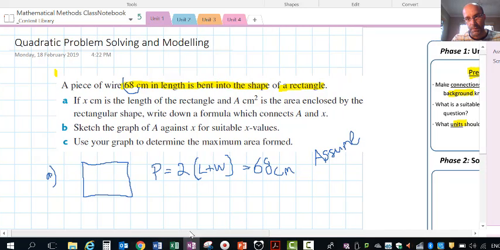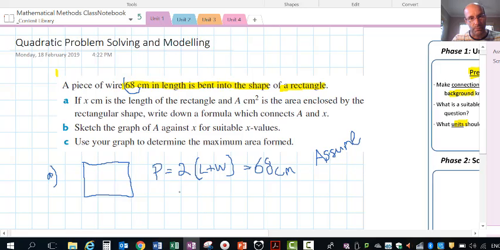With some problems. Okay, well, what else have we got to do? Reading on, we've got A is the area enclosed by the rectangular shape. So we don't know the area so far. Write down the formula that connects A and X. So I'm thinking also that in the predict we're going to have some quadratic, because we're studying quadratics, A of X, which will be a quadratic formula, used somewhere.